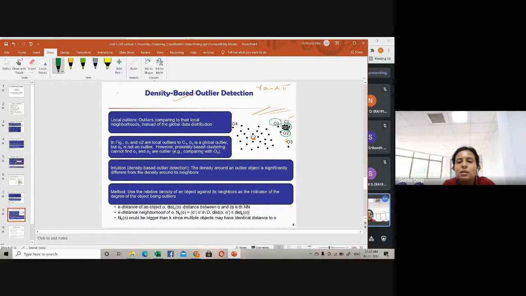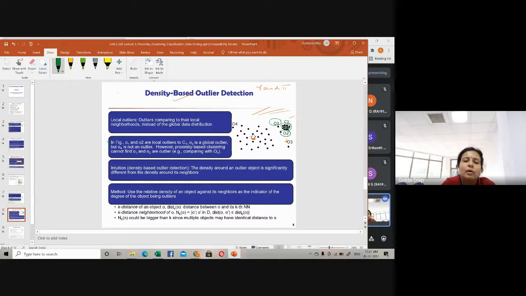That's the reason why we have to consider local outliers. See in the figure, O1 and O2 are local outliers to C1. O3 is a global outlier, but O4 is not an outlier. The proximity-based clustering cannot find O1 and O2 as outliers, comparing with O4.